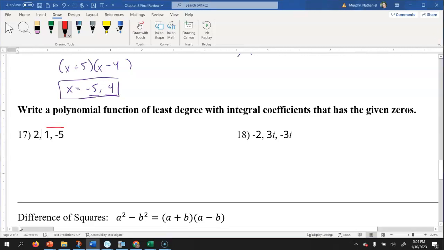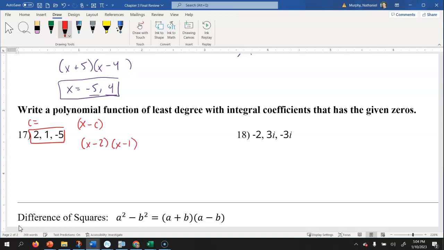So these are the zeros. Remember, in factored form, whatever the zeros are, we call the zeros c, we just take x minus each of the zeros. We would have, in factored form, x minus 2 times x minus 1 times x minus negative 5, which gives us x plus 5.